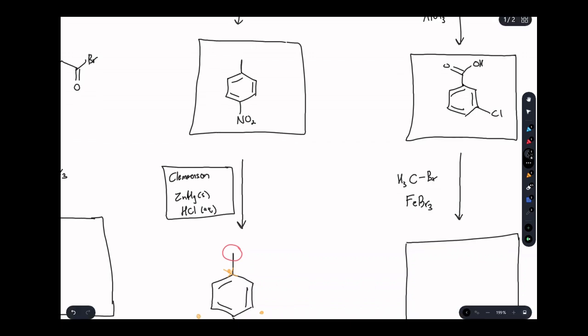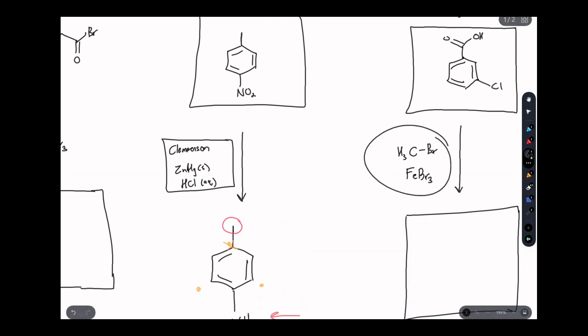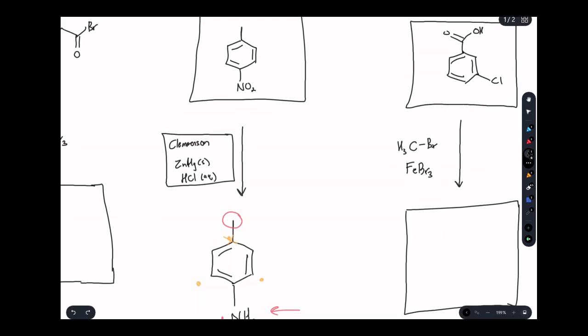Great. So now we have our di-substituted benzene, and now we're going to use methyl bromide and FeBr3. We used those previously above. This is the alkylation of benzene, so it's another EAS reaction. But now the question is going to be even harder. Where do we put that methyl group?